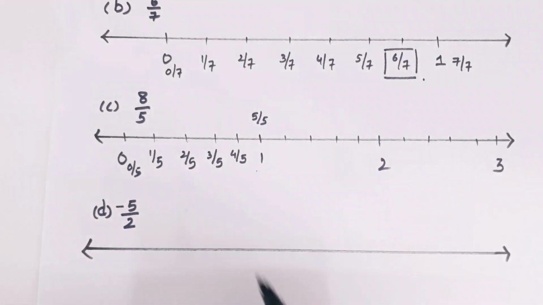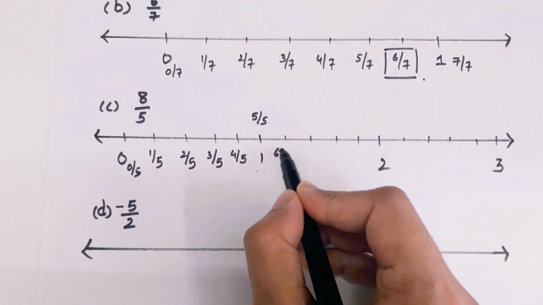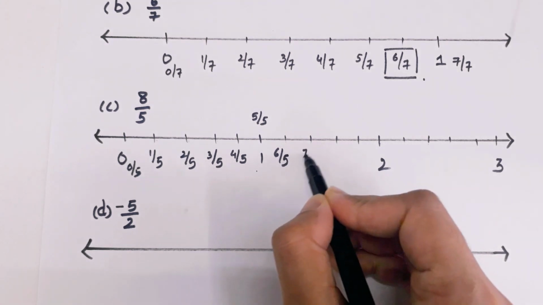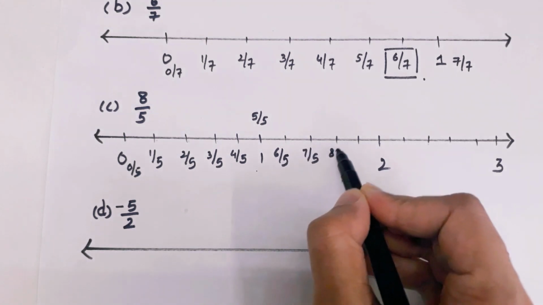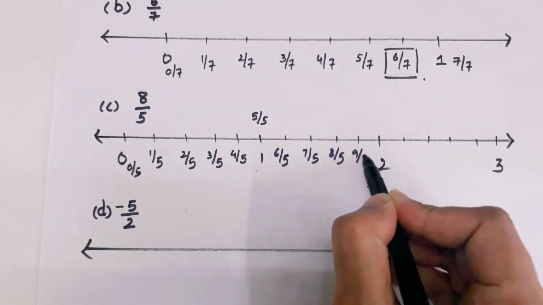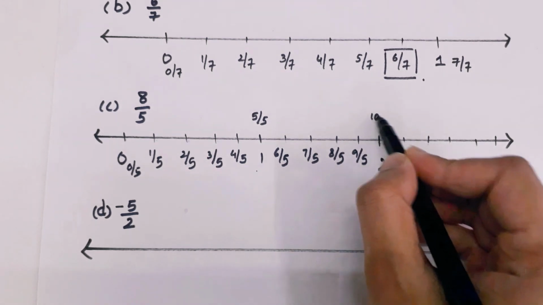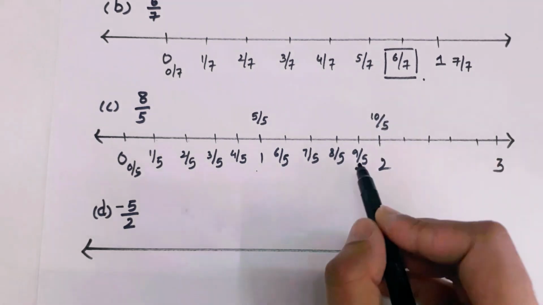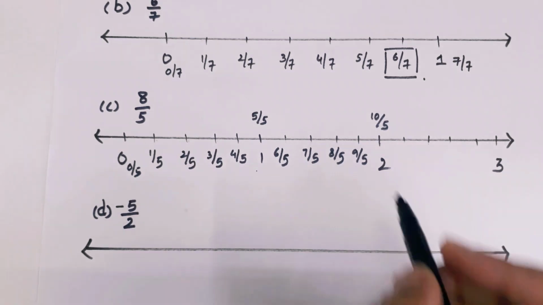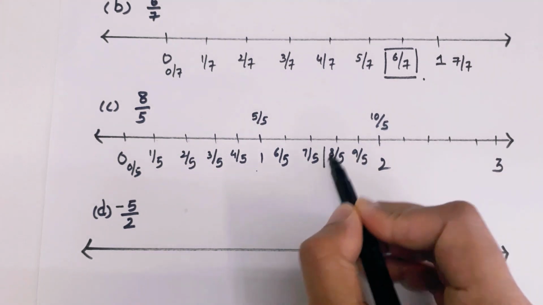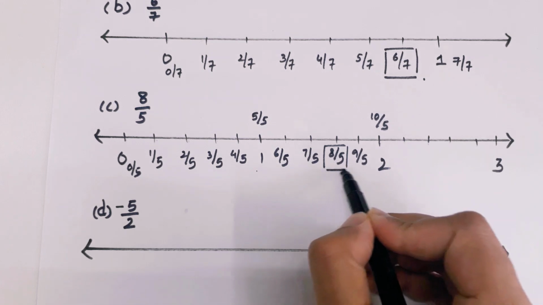Okay, and next comes 6 upon 5, 7 upon 5, 8 upon 5, 9 upon 5, and this is 10 upon 5, which is 2. So I want 8 upon 5, so I'll stop here. So this is my number, 8 upon 5.